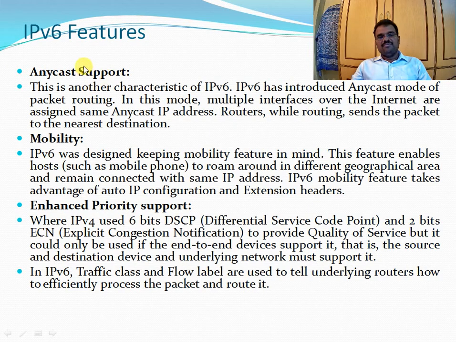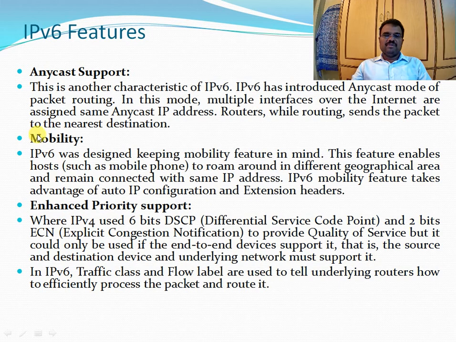It uses multicast to communicate with multiple hosts. So another IPv6 feature, Anycast support. This is another characteristic of IPv6. IPv6 has introduced the Anycast mode of packet routing. In this mode, multiple interfaces over the internet are assigned the same Anycast IP address. Routers, while routing, send a packet to the nearest destination.